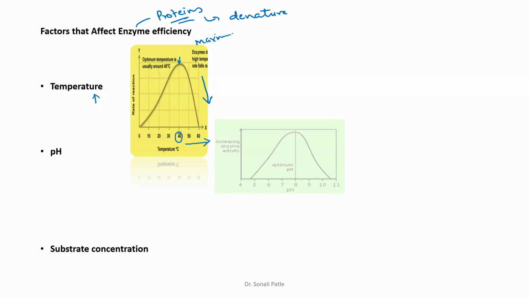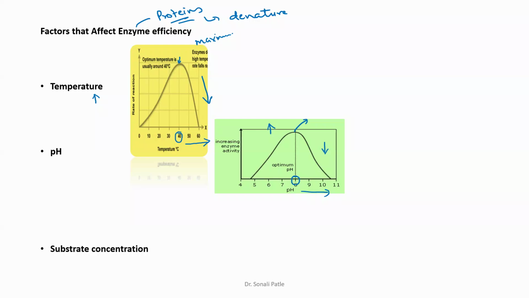The same pattern will be observed in the case of pH. With increasing pH, till the optimum pH, the activity will increase. But if you go beyond the optimum, suppose 8 is the optimum pH for the particular enzyme shown here, the rate of reaction will decline.